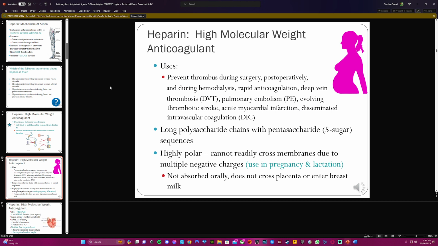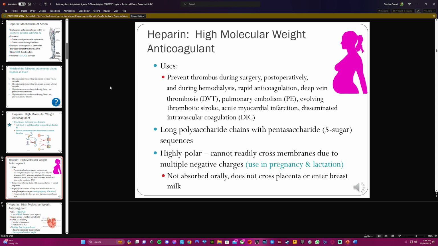The use for it is it prevents thrombus during surgery, postoperatively, and during hemodialysis. It is a rapid anticoagulation. It can also be used for rapid anticoagulation in deep vein thrombus, pulmonary embolism, evolving thrombotic stroke, acute myocardial infarction, and disseminated intravascular coagulation, or DIC.